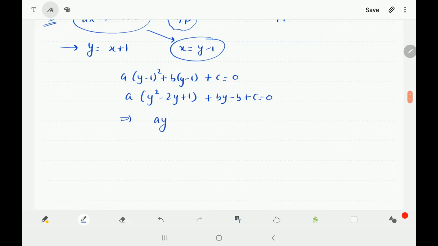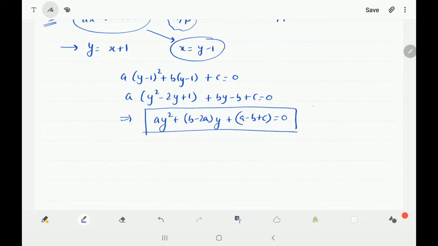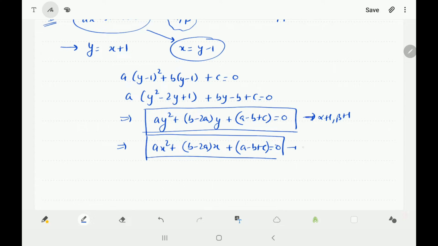So the equation will be ay square plus (b minus 2a)y plus a minus b plus c is equal to 0. So this is an equation whose roots are alpha plus 1, beta plus 1. Okay, you can finally change the variables. So the final equation will be ax square plus (b minus 2a)x plus a minus b plus c is equal to 0.